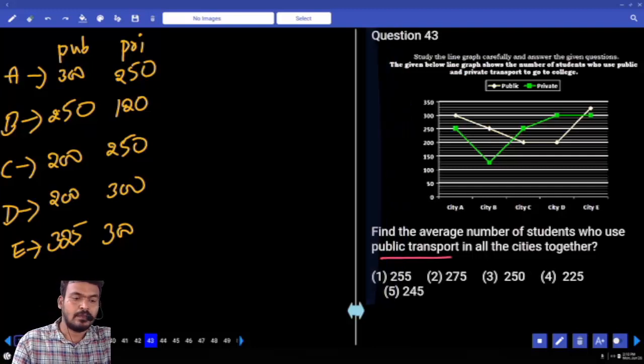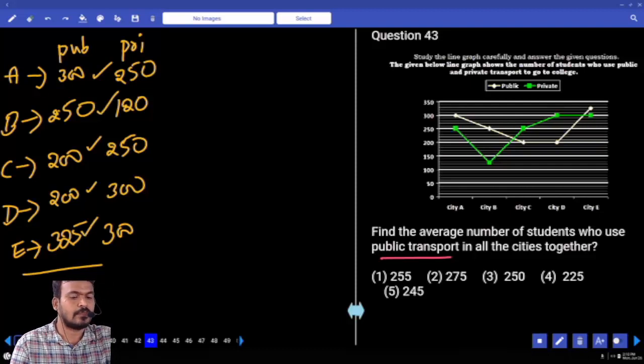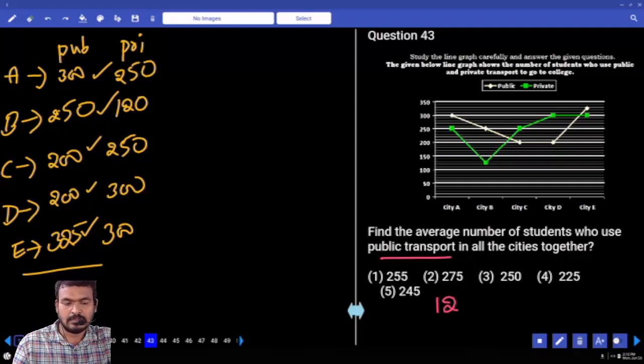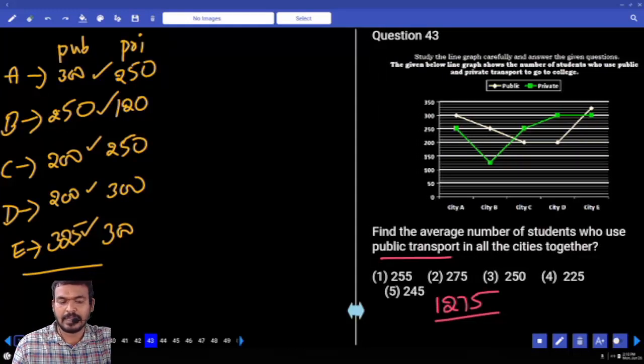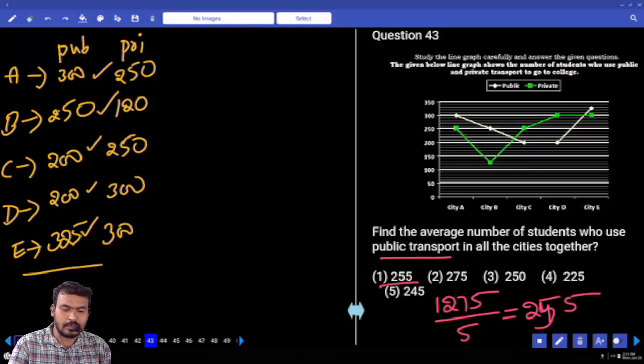Next, question 43. Find the average number of students who use transport in all the cities together. Public transport means all the public values are added. 300 plus 200 is 500, plus 200 is 700. 250 plus 325 is 575. Already 700, so the total is 1275. Divide by 5. 5 how many times? 2, 4. What is the remaining? Sorry, 525 is how much? 125. What is the remaining 25? 5 times. What is the answer? 255.